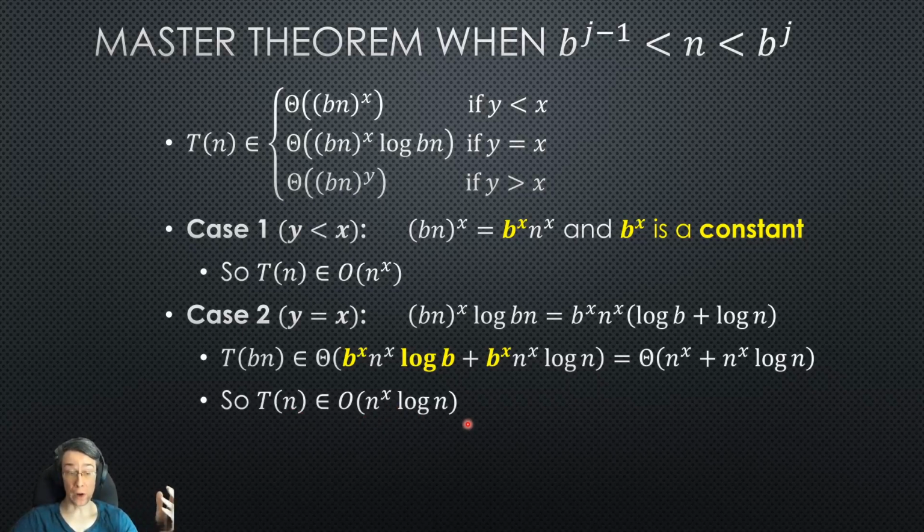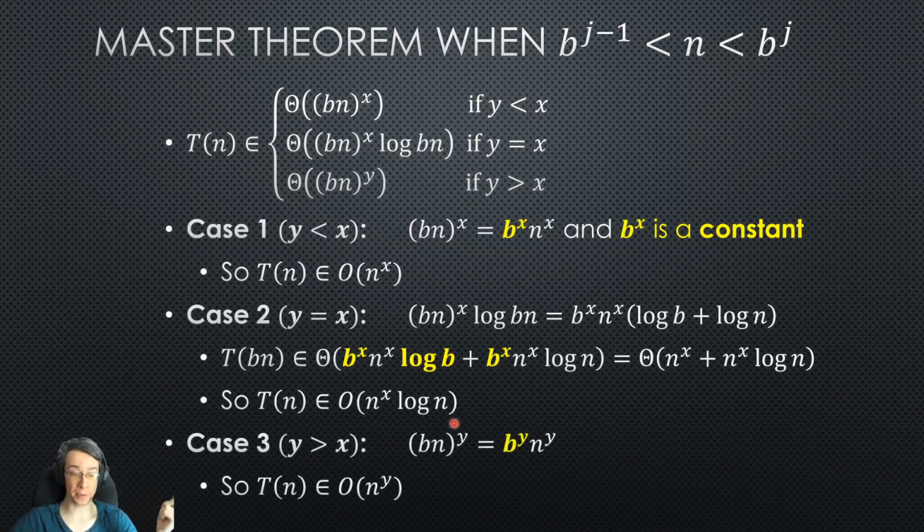So far, the complexities for both of the cases have worked out to be exactly the same as in the case where we just assume that n is a power of b. And that's going to be true in the third case as well, where y is greater than x. This is a nice easy case.